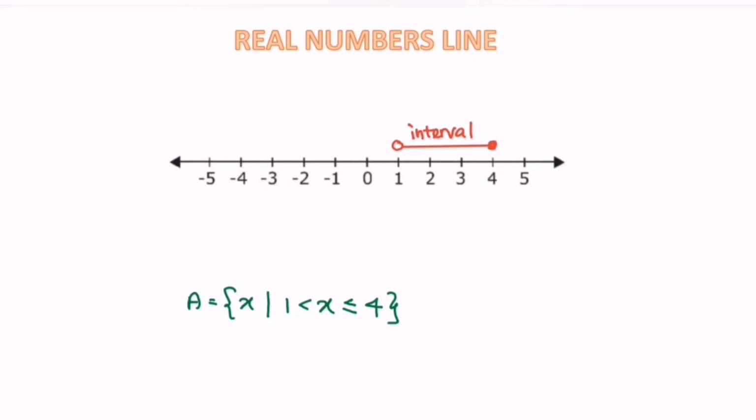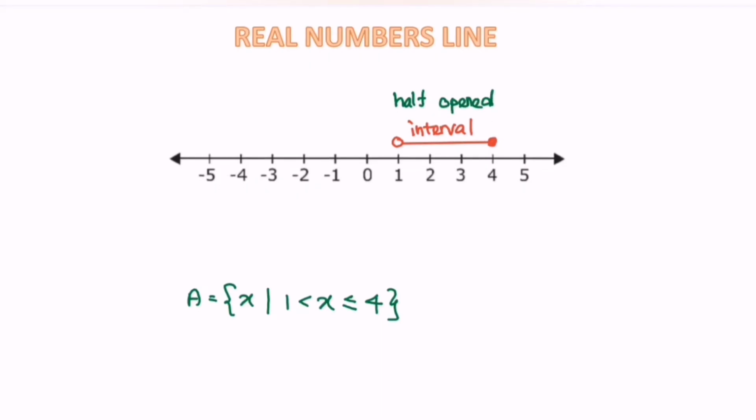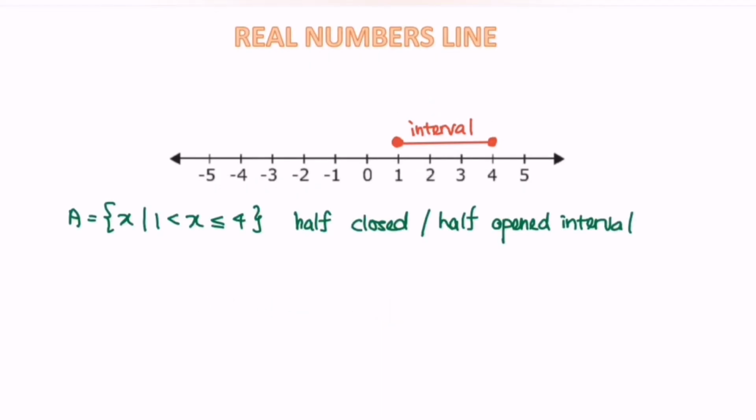Intervals which include only one endpoint are called half-closed or half-open intervals. Intervals which include both endpoints are called closed intervals. For example, set A is a set of all elements x such that x is greater than or equal to 1 and x is less than or equal to 4. Since both endpoints are included, we call it a closed interval.